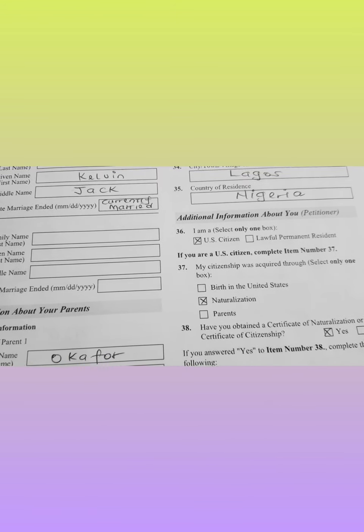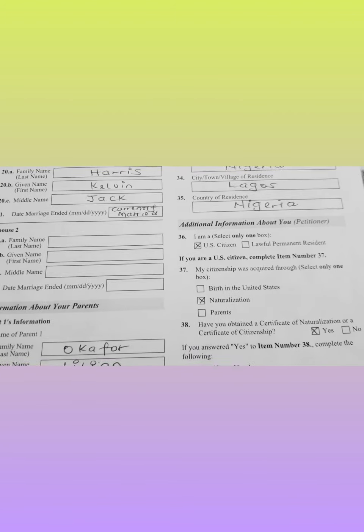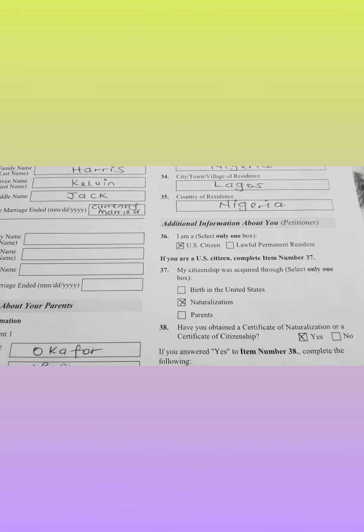Additional information about you, petitioner, says I am, select only one box. So you are a U.S. citizen or lawful permanent resident. So we clicked on U.S. citizen. If you are a U.S. citizen, complete item 37. So the person is a U.S. citizen. So they need to know, how did you gain your citizenship? Is it by birth in the United States, naturalization, or parents? So we click on naturalization. 38 says, have you obtained a certificate of naturalization or a certificate of citizenship? So the person clicked yes.